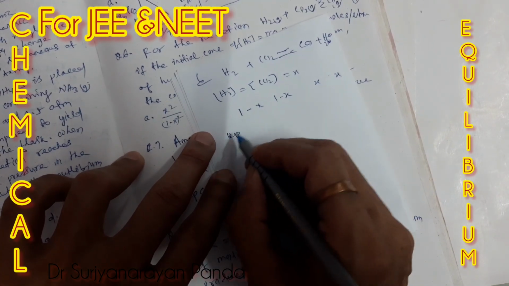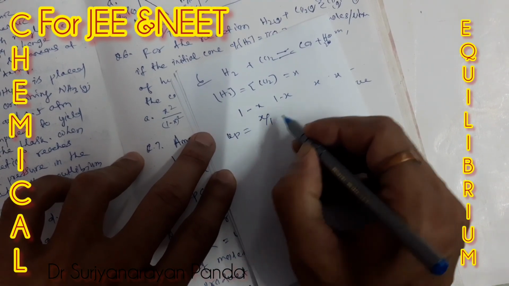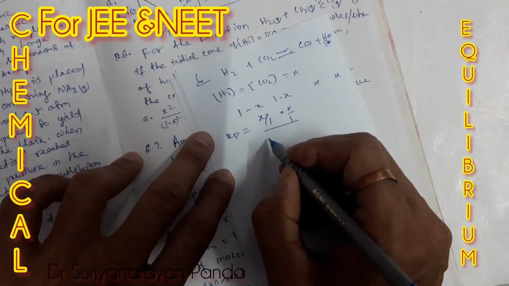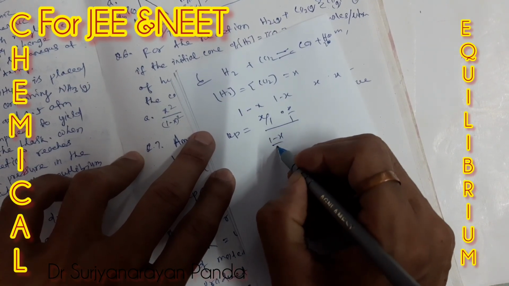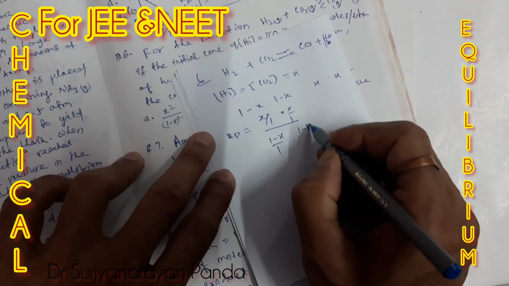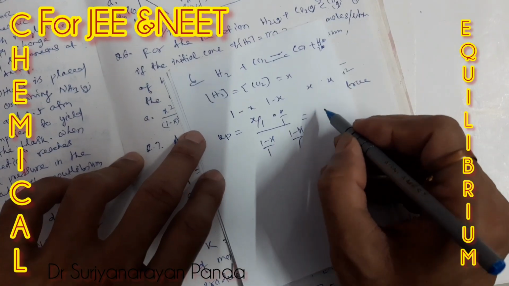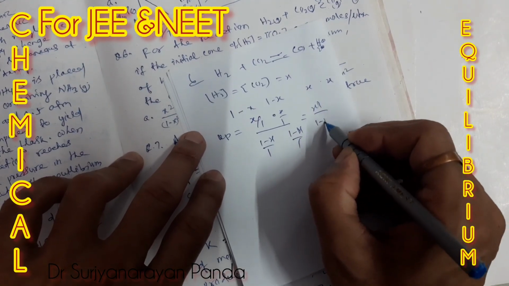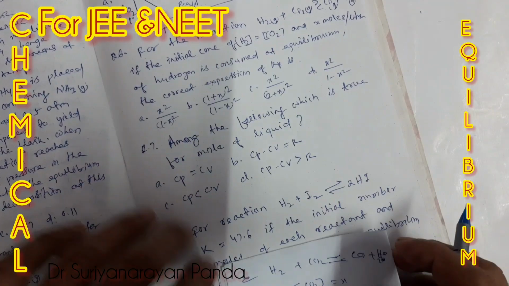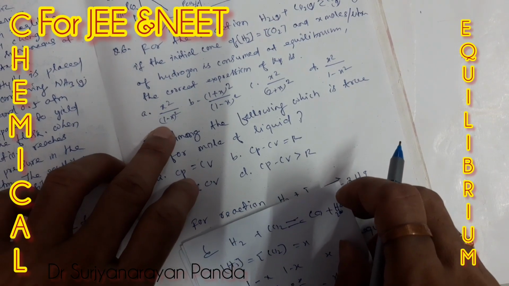So Kp is equal to x by 1 liter, x by 1 liter, over 1 minus x by 1, 1 minus x by 1. So you will get what? x square by 1 minus x whole square. So choice A is the correct answer.